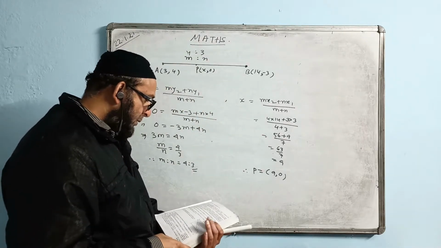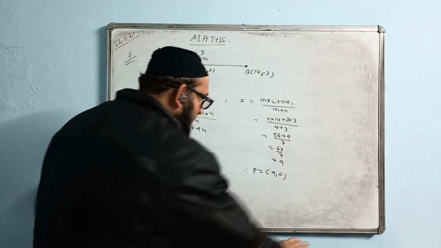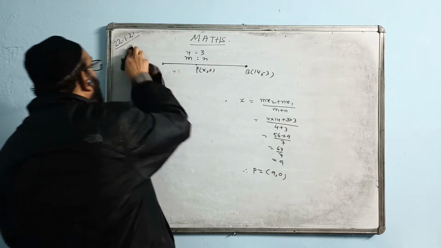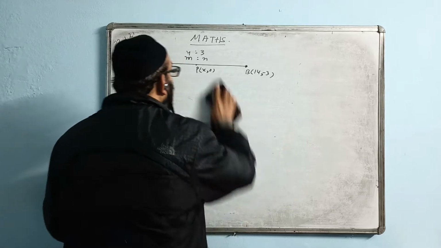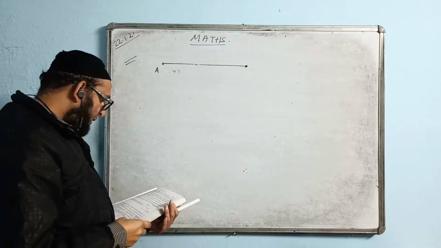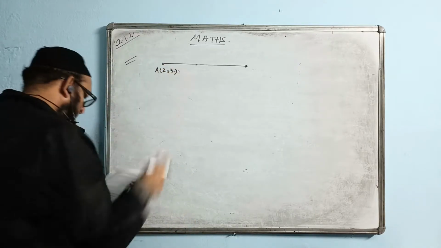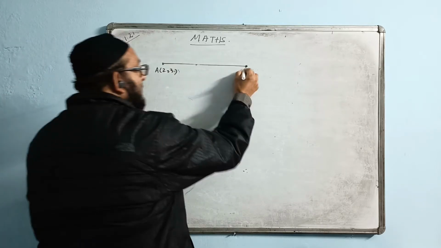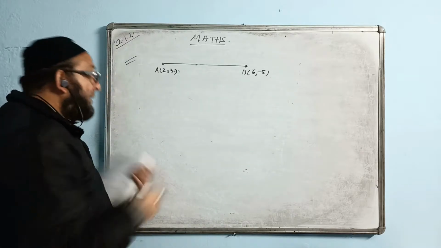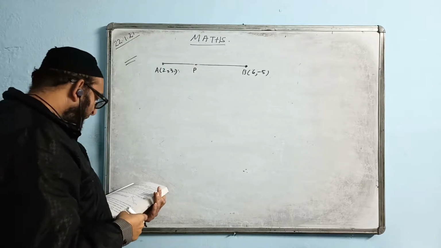Question number 10. The line joining A 2, 3 and B 6, -5 meets the x-axis at P. Write down the y coordinate of P.